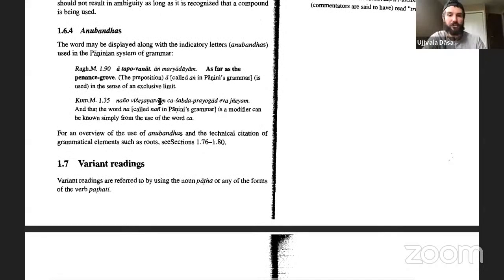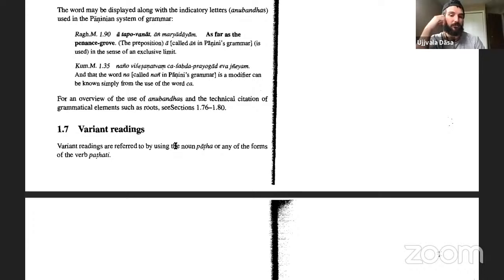Nango visheshanatvam cha shabda prayogad eva gyayam. And that the word na, called nang in Panini's grammar, is a modifier, nango visheshanatvam, can be known simply from the use of the word cha, shabda prayogat eva gyayam. This was the most interesting part of the book for me, really, to know all of this stuff, how they use the Shashti Vibhakti and these abstract statements, and how they use fifth case and all these things. But that, again, comes in the second part.